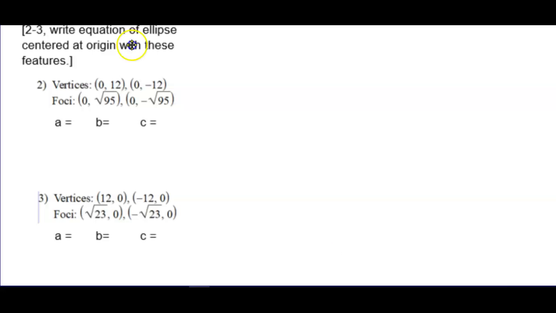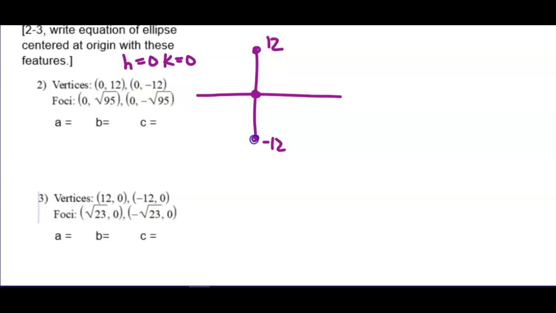All right, last kind is when they give us a crazy thing, like they give us the foci. So these are all centered at the origin, so they're pretty easy. But over 0 and up 12, and over 0 and down 12 are the vertices. So HK is at the center, okay? And if these are vertices, that means A is 12, because we went up and down 12. And the major axis is 24. Major radius is 12, okay.